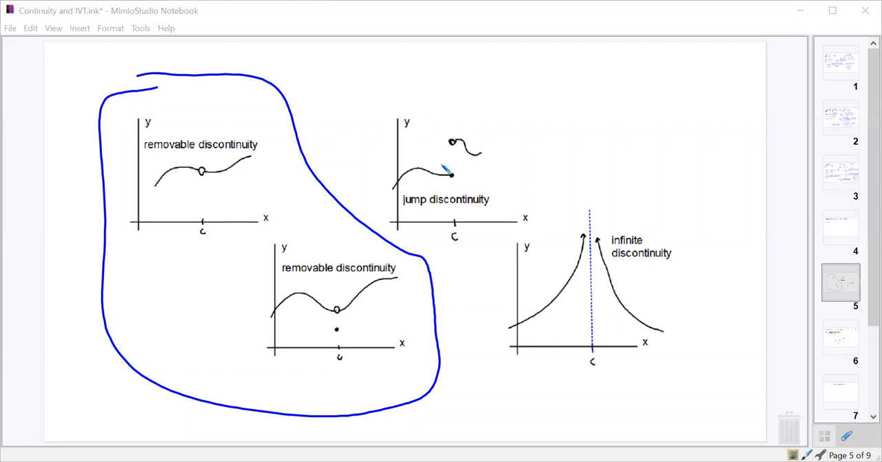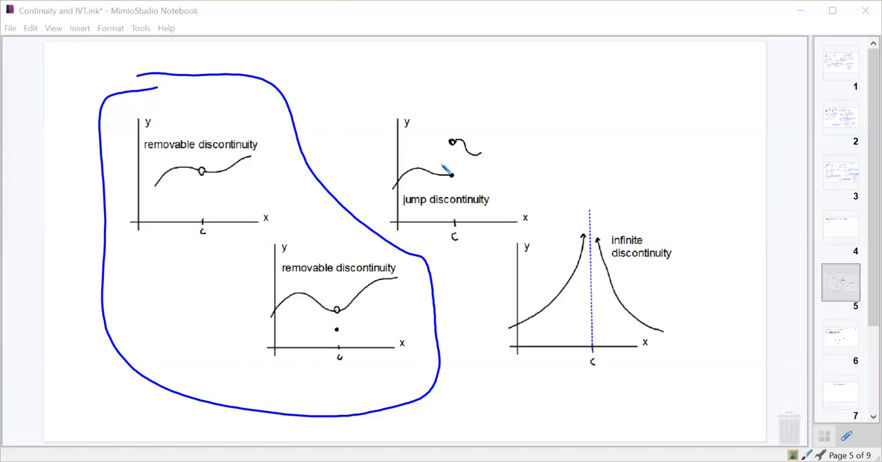Okay. And for our last type here, our infinite discontinuity, does it meet the first requirement? Does the function exist at c? No. So immediately we know it's a discontinuity. All right. Everybody good with that? We see the reasons why we have those discontinuities?